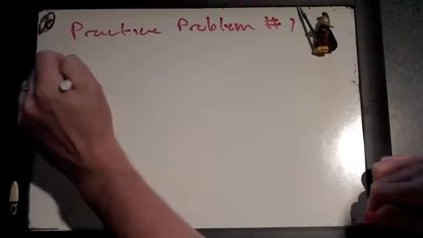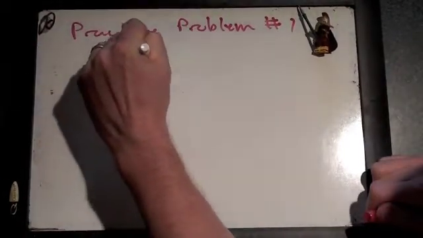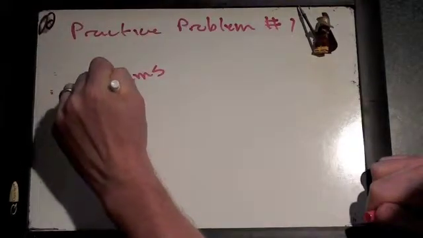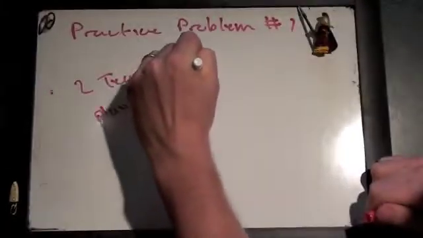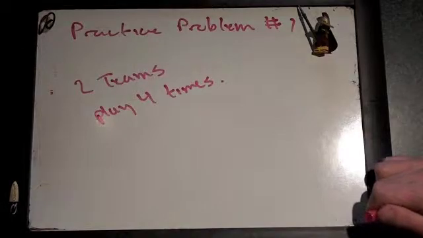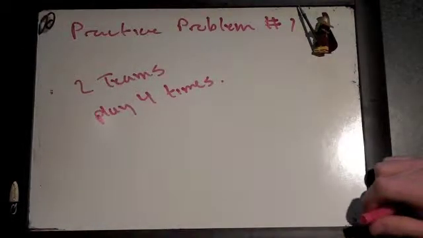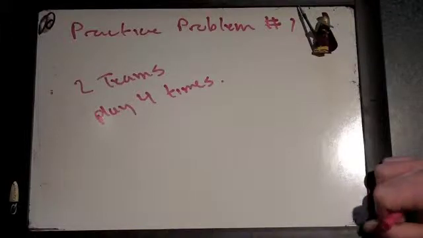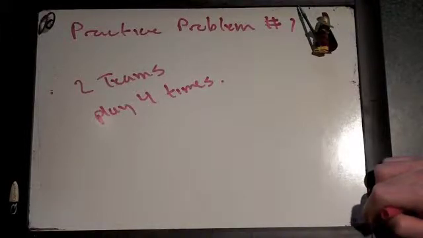suppose for a second there's only 2 teams, and they play 4 times. How many games are played? That's 8. Are you sure? 2 times 4. Okay, 2 teams play 4 times, which is 2 times 4.